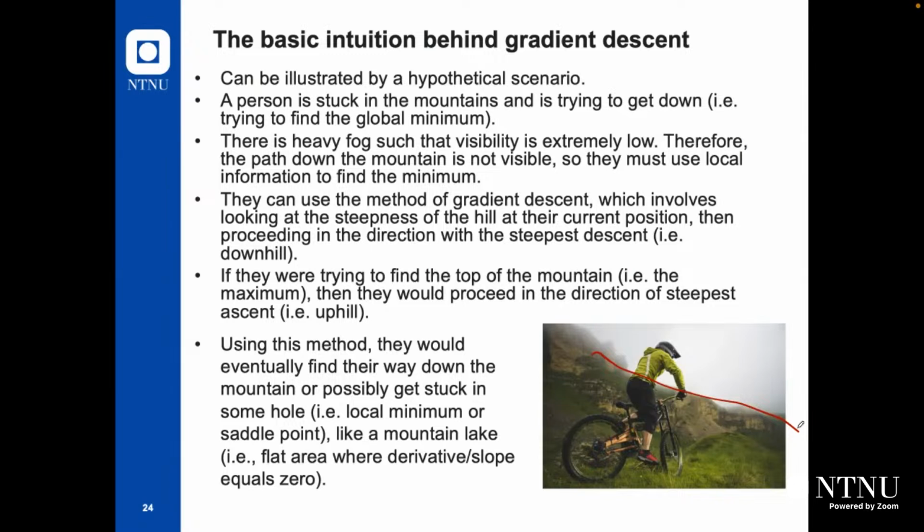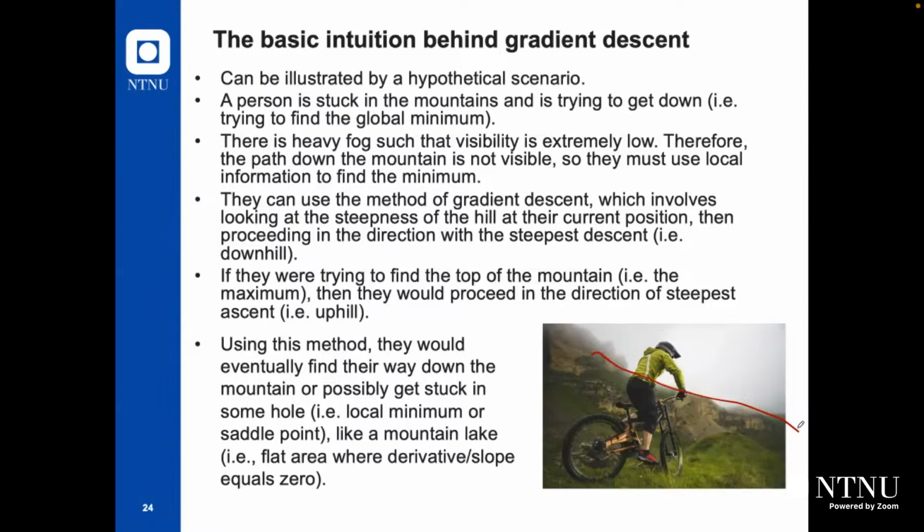So they can use the gradient descent method, which involves looking at the steepness of the hill at the current position, and he will proceed in the direction of the steepest descent to go downhill. If they were trying to find the top of the mountain, he would do the opposite. He will search for the maximum. He will go in the direction of the steepest ascent, not descent. So you need to decide if you want to go downhill or uphill.